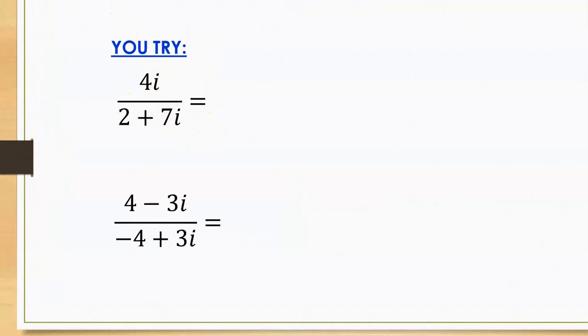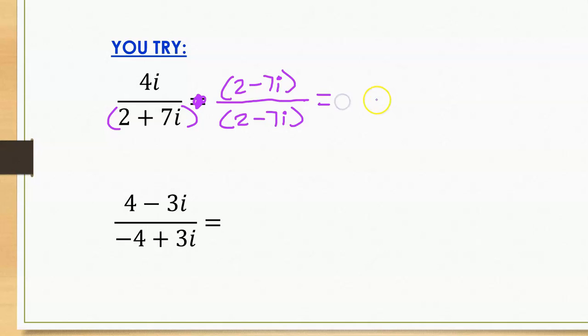All right, looking at this one, binomial in the denominator. So let's do that conjugate. So we're going to do 2 minus 7i over 2 minus 7i. Okay, in the denominator, it's just going to be a squared minus b squared. So that's going to be 4 minus 49i squared. Okay, it's always a squared minus b squared when you do the conjugate.